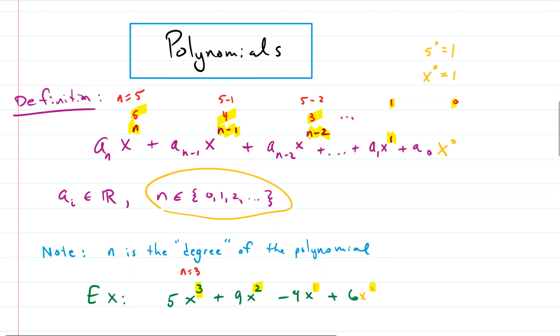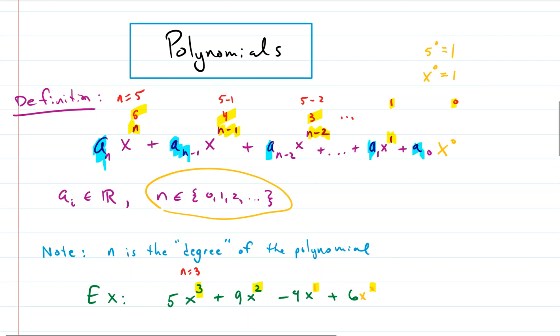That's the first thing. The second thing we have in here is constants. Let's do the constants in blue. So all of these a's are constants.